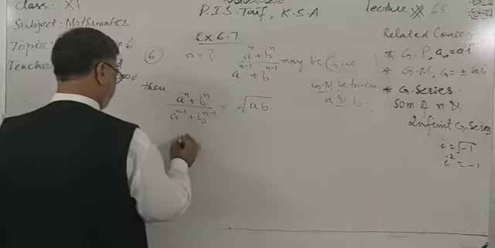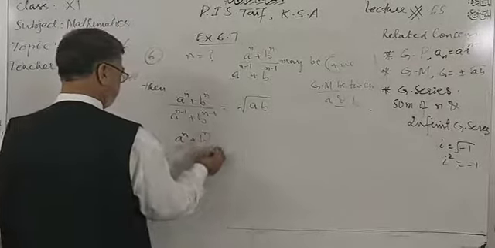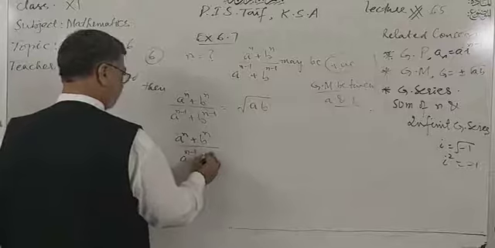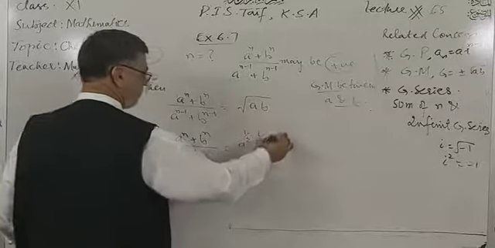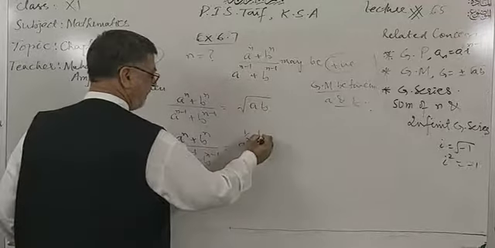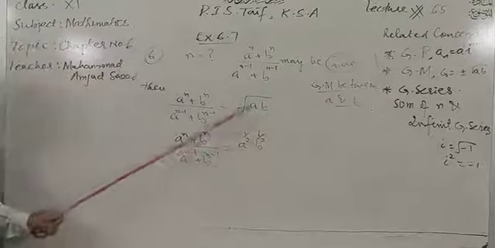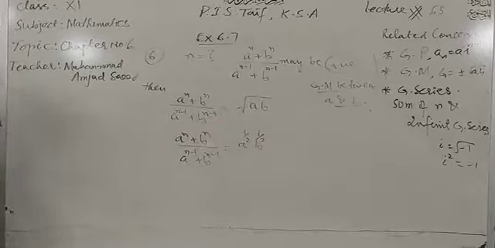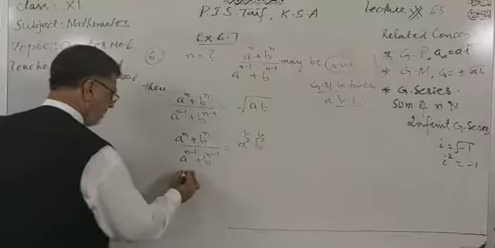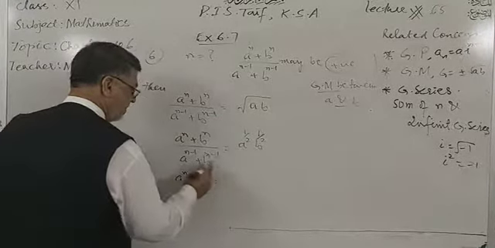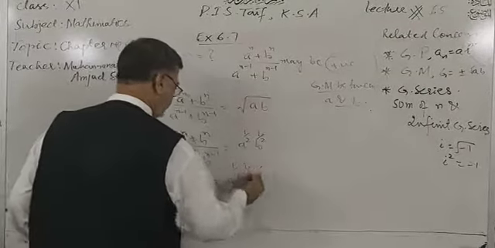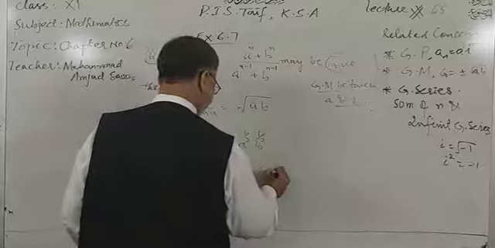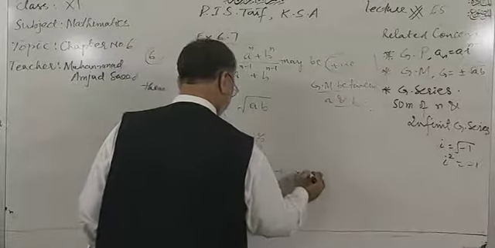So you can see (a^n plus b^n) over (a^(n minus 1) plus b^(n minus 1)) is equal to A half, B half. You know that under root means half power, 1 over 2 power. Taking a^(n minus 1) plus b^(n minus 1) from the denominator to the right hand side, we get a^n plus b^n equal to A to the half, B to the half into (a^(n minus 1) plus b^(n minus 1)).